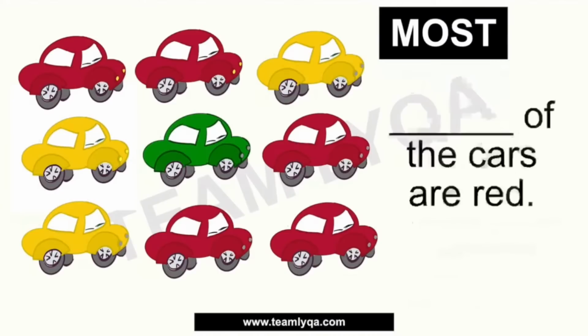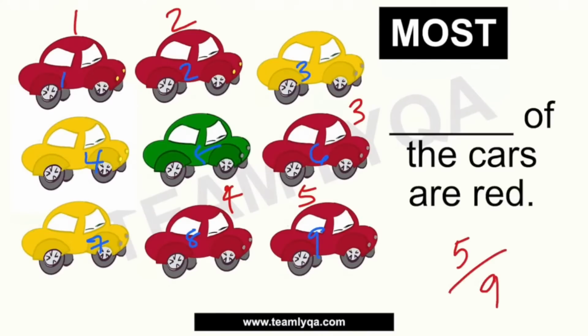So, ibig sabihin ito, gagawin mo dahil marami kang kotse dun sa grupo, to check kung pwede mong gamitin yung most, you will have to start counting. Makikita natin dito, we have 1, 2, 3, 4, and 5 cars na red. Okay, 5 ang pula. Na ang total number ng kotse ay 1, 2, 3, 4, 5, 6, 7, 8, 9. So, ibig sabihin, ang mga kotse na pula ay 5 over 9.